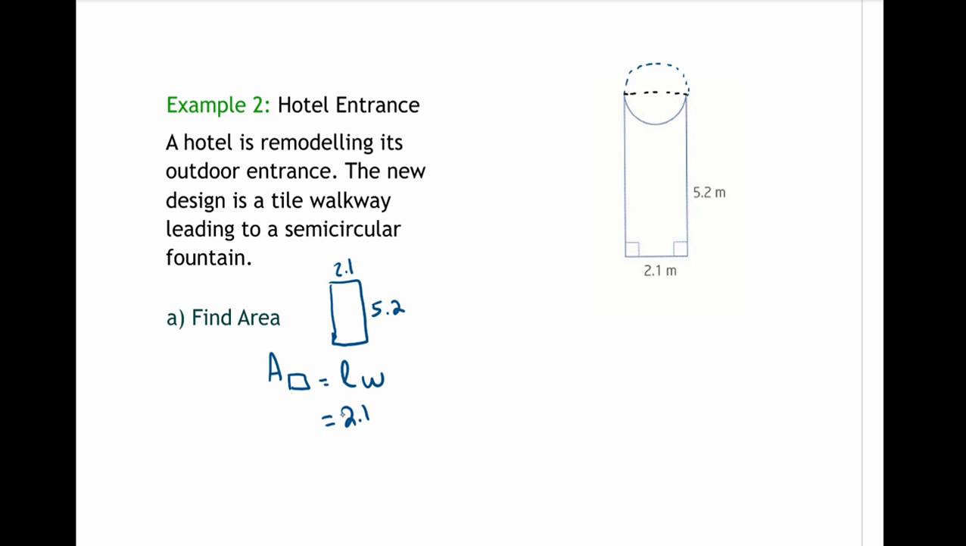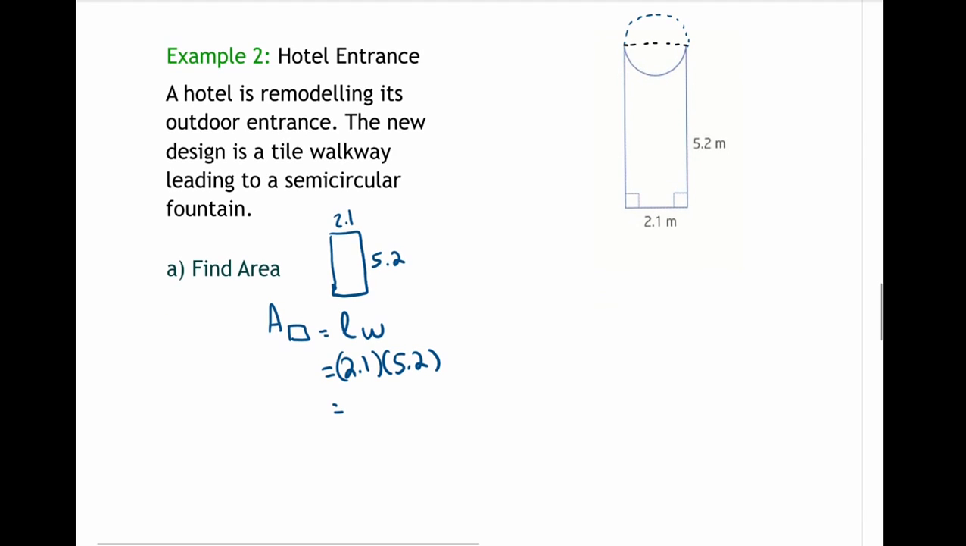So 2.1 times 5.2 gives us an area of 10.92 meters squared. The next thing I need to do is find the area of my semicircle. And a semicircle is just half of a circle. So I can take the area formula for a circle, pi r squared, and divide that by 2 to get the area of my semicircle.